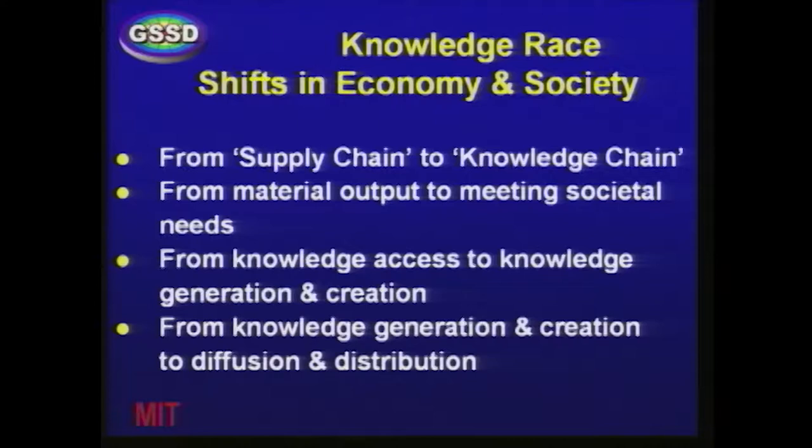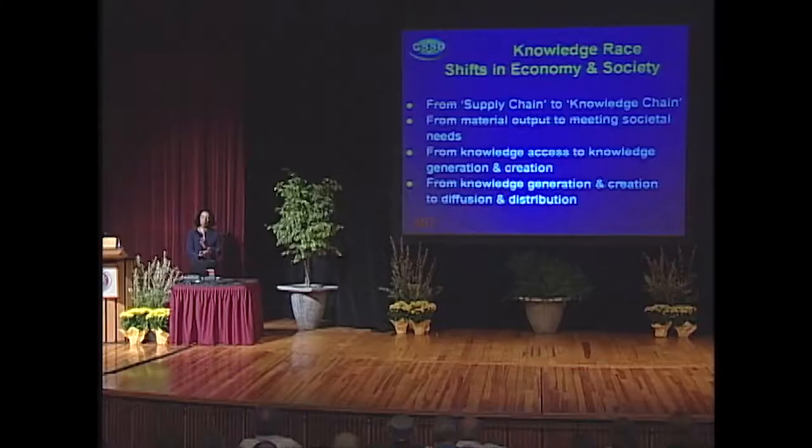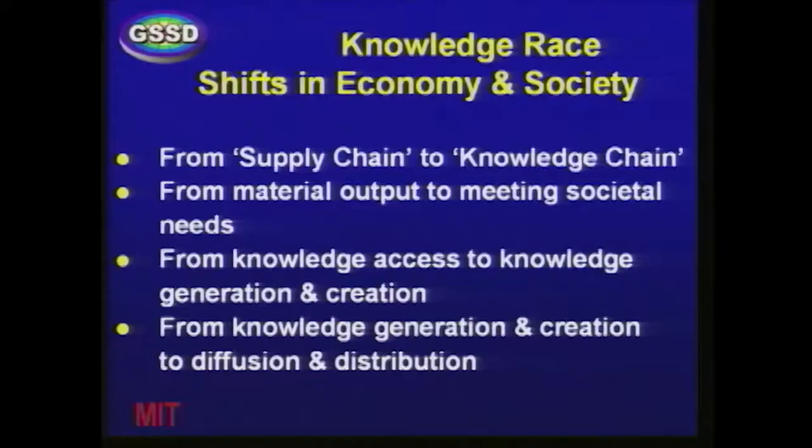So what we've already started to see as a legacy from the 20th century is a gradual shift from strict thinking about meeting supply chain requirements as being anchors to the economy and to the social order, to thinking about the knowledge chain. And what we're doing here at MIT is beginning to formalize and clarify what would be meant by the knowledge chain and at which point societies gain by reducing disconnects among various links to that chain. We've also seen shifts from material output, the wish to have expanded material output, to the wish to have better ways of meeting social needs. We're seeing shifts from knowledge access, reducing barriers to access, to enhancing, facilitating venues for knowledge generation and knowledge creation.